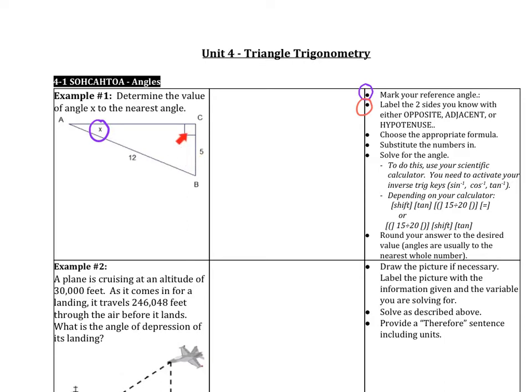So to start with, here's the right angle, and here is the side opposite the right angle. So that means that this side is the hypotenuse. So you can just label it with an H. And this is the reference angle, and this is the side opposite the reference angle. So that means that this is the opposite side.